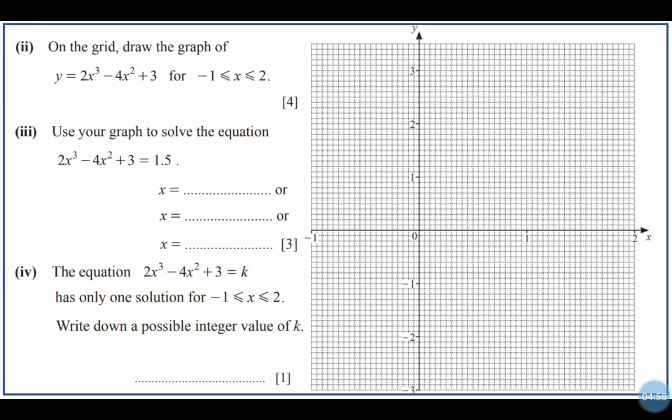Okay, so this is the next question in our question number 2. On the grid, draw the graph of y is equal to 2x cubed minus 4x squared plus 3 for x is greater than -1 but less than 2. So if you are going to draw, you have to plot the points properly. I have a while ago -1, -3, that is the point. I have -0.5, that is 1.75. Then I have 0, 3, and then I have 0.5, that is 2.25. Then I have 1, 1, I have 1.5, 0.75, and then I have 2, 3.